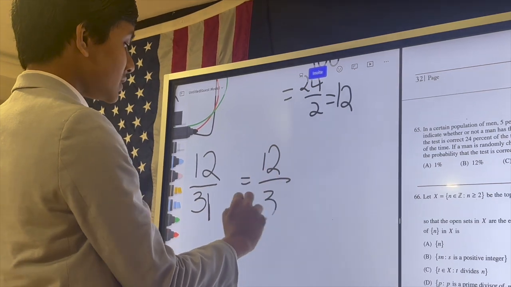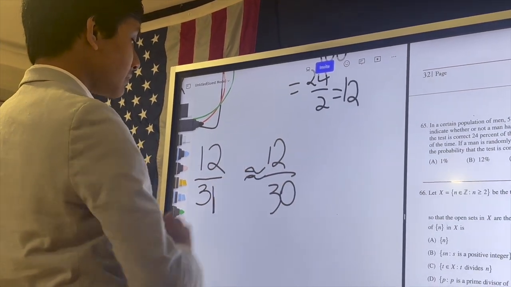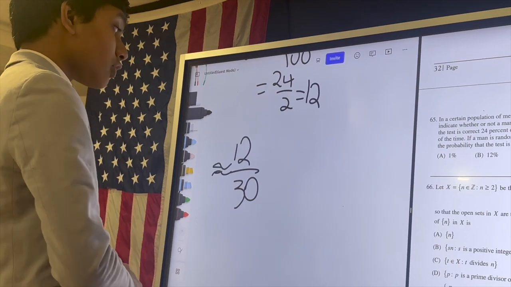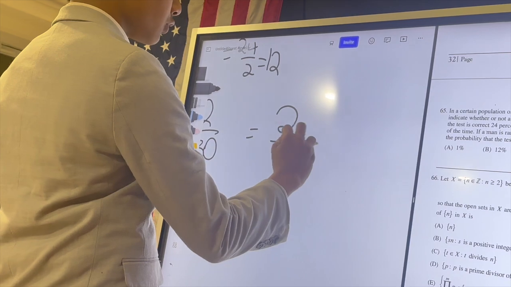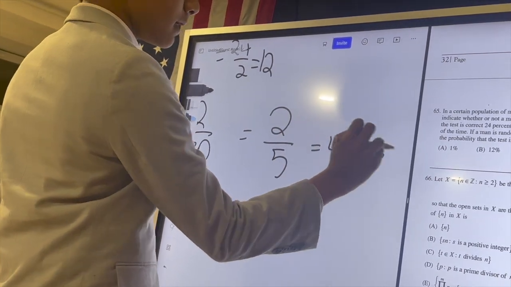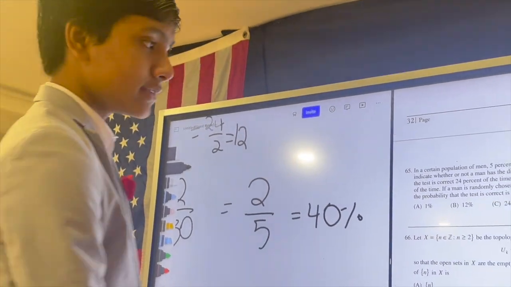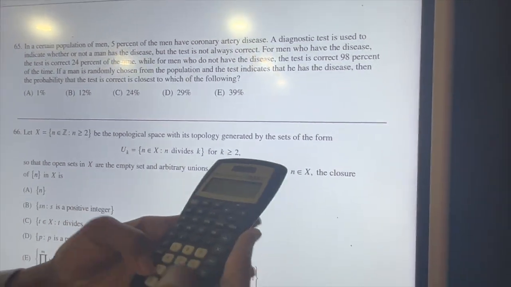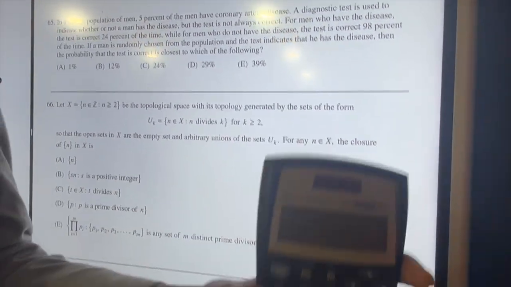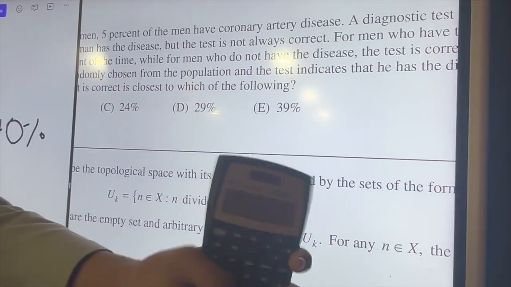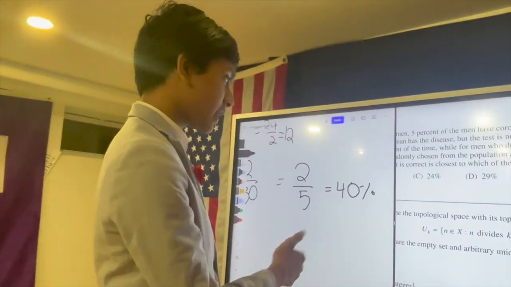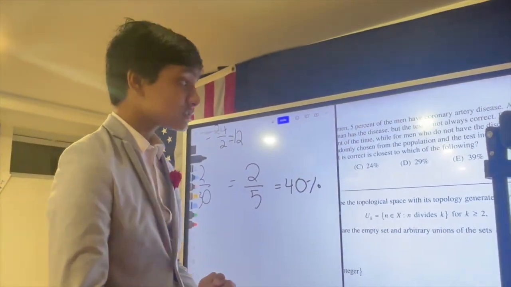So, we're going to want to simplify that. We're going to estimate it to be about 12 divided by 30. And of course, that's just equal to 2 divided by 5, which is equal to 40%. So, the guess is that it's going to be E, 39%. And if you actually calculate what 12 divided by 31 is, it is 38.7%, which means that the answer is E, 39%. Calculators aren't allowed, by the way, which is why I did the estimation trick.